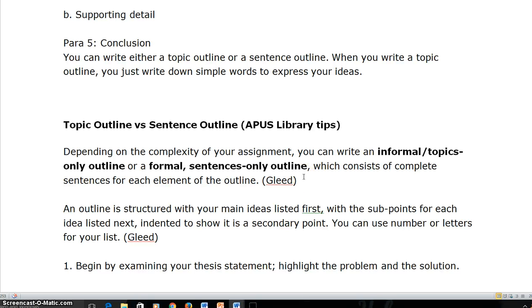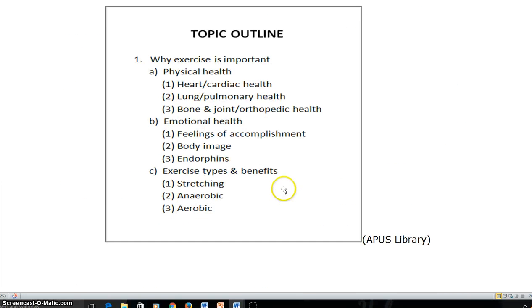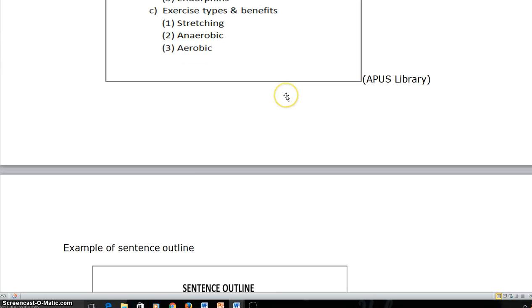So basically in a topic outline, you just flesh out the topics of your paper without using sentences. And so here is an example of a topic outline where you just say why exercise is important, and then you just write out the topics of what you're going to write in your paper. So the first part of your paper is going to be about physical health. Then the second part of your paper is going to be about emotional health. Third part of your paper is about exercise types and benefits. And underneath these three branches, you can write the sub-branches. So that's a topic outline.